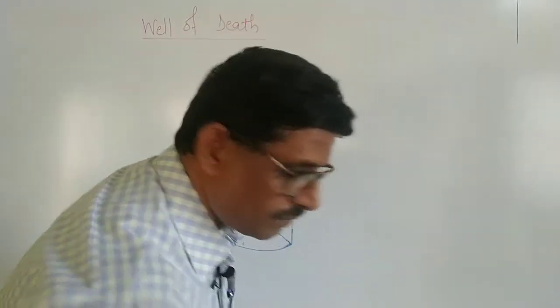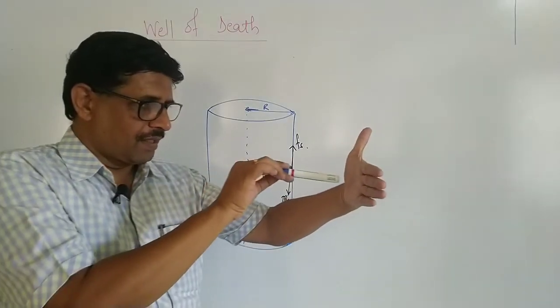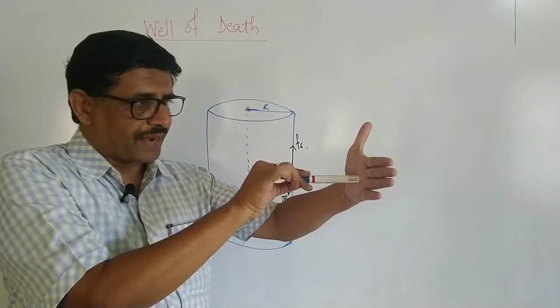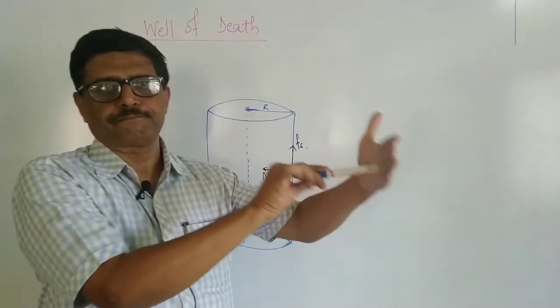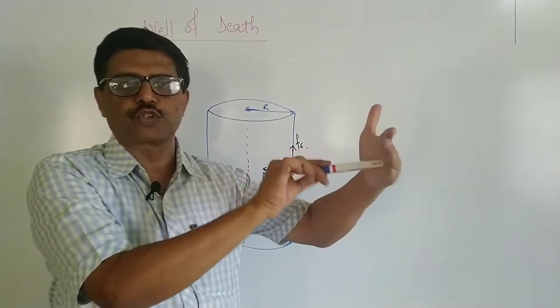The stuntman or rider on the vehicle becomes exactly horizontal and pushes the wall of the death well because of its circular motion.